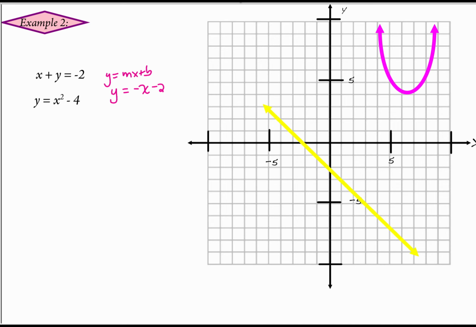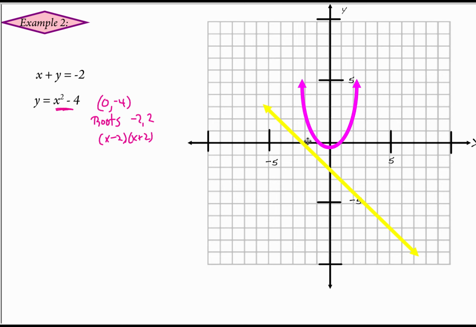Awesome. All right, so then I have my parabola. And a parabola, easiest thing to do is find its turning point, which is 0, -4, and then find its roots. And this one is easy to find its roots because it's a difference of two perfect squares. So you should know it's x minus 2, x plus 2. So its roots are -2 and 2. And again, I just want a rough graph. So 0, -4. And then its roots are at 2 and -2.